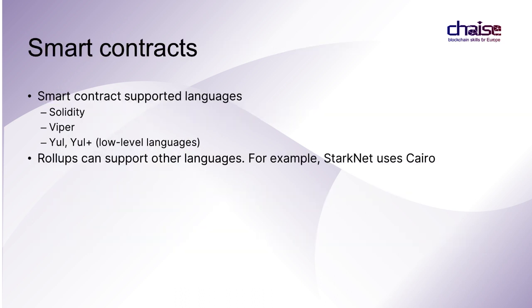Smart contract supported languages are Solidity, Vyper, Yul plus, low-level languages. Rollups can support other languages. For example, Starknet uses Cairo.